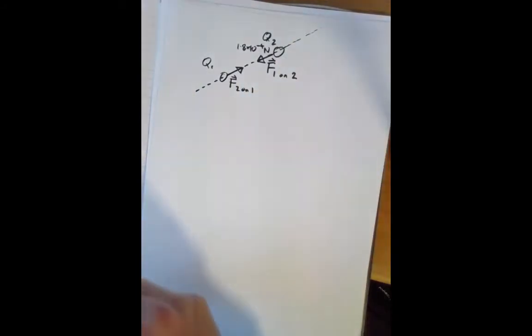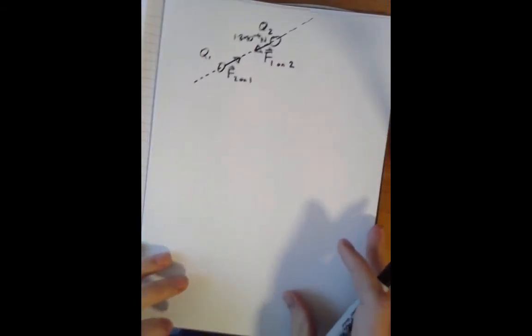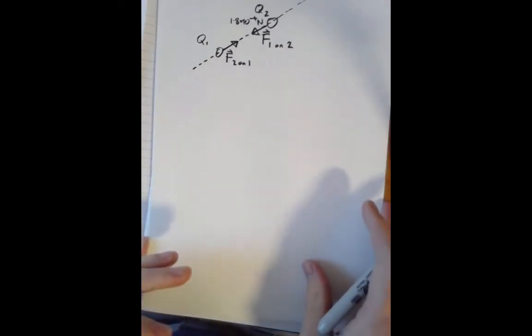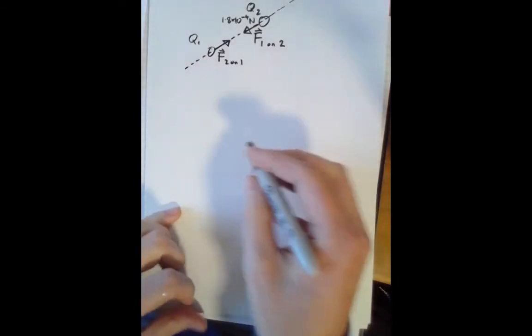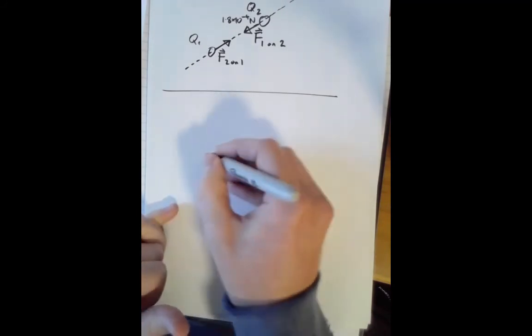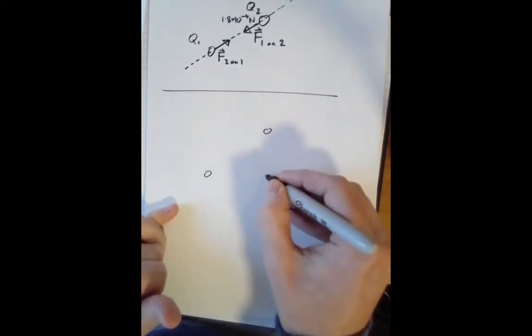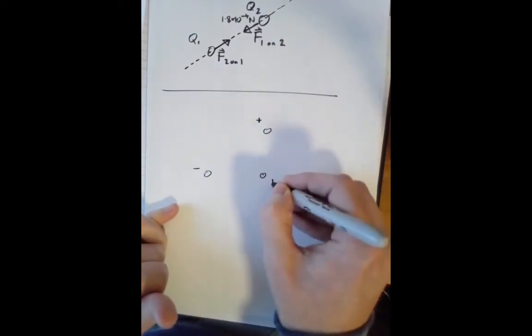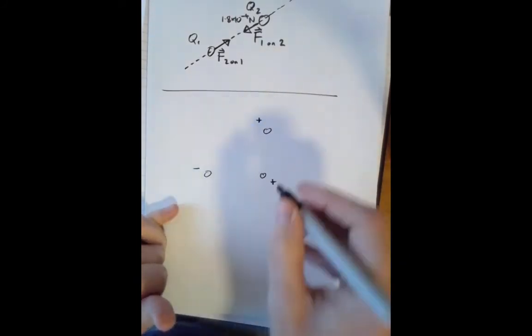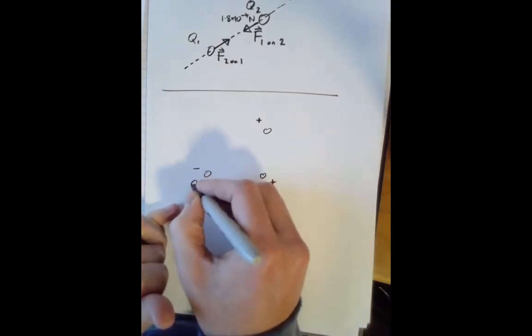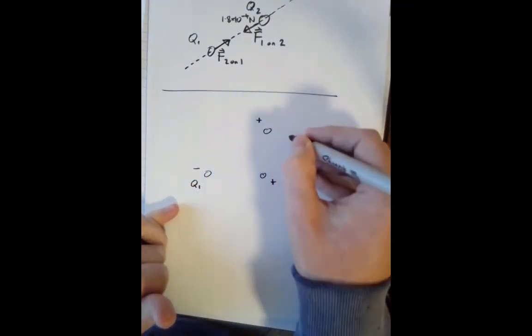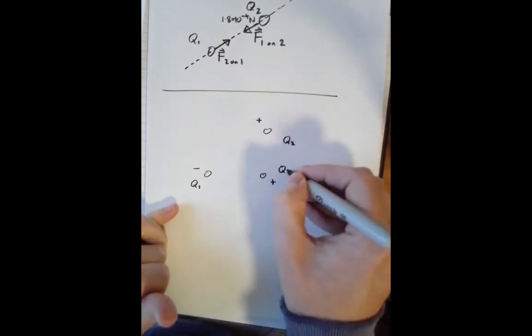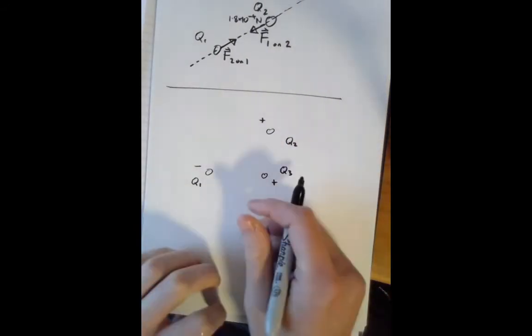Now, finally, let me just mention, this is something that can cause confusion. I've seen it cause confusion quite often. Suppose, let's draw a line under that, suppose you've got 3 charges. Let's say one is negative, one is positive, one is positive. Let's label them Q1, Q2, and Q3.